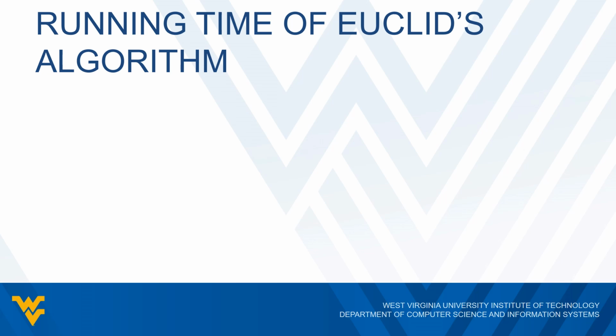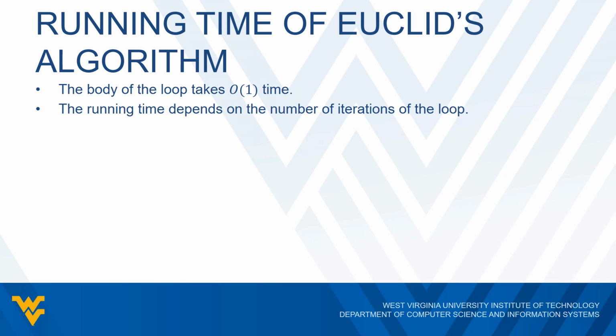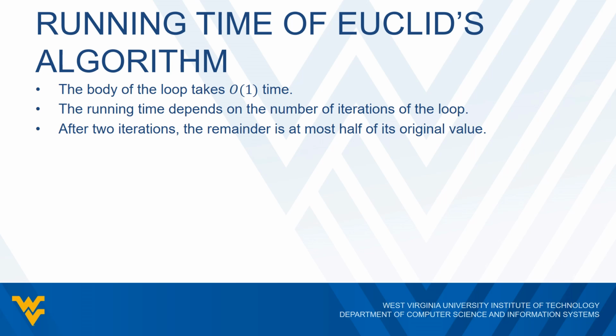So what's the running time of Euclid's algorithm? Well, let's take a look at the body of our loop first. And we find that it takes constant time because we're just computing the remainder, we do some assignments, and then the stuff that comes before and after the loop is also constant time. So the running time of this algorithm is going to depend on the number of iterations of our while loop. And what we find is that after 2 iterations, the remainder is at most half of its original value. And then if we do another 2 iterations, the remainder is going to be half of that value, and so forth. Now you might think, is that really true? Well, let's show it so that you're actually convinced.